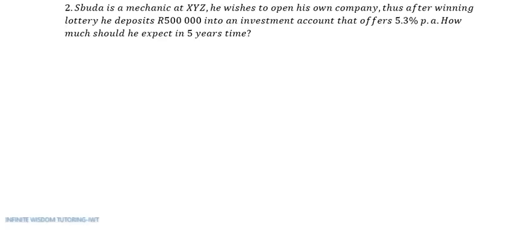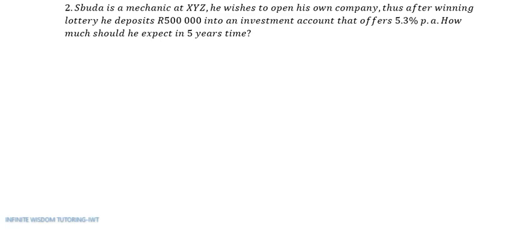Now, question number 2. Remember, we have to read it 3 times. First time, we have to read it to understand what formula it needs. And second time, we need to read it in order to collect the data for the formula. And then on the third time that we read it is to make a conclusion. So it says Buddha is a mechanic at XYZ. He wishes to open his own company. Thus, after winning lottery, he deposits 500,000 into an investment account that offers 5.3% per annum. How much should he expect in 5 years' time?